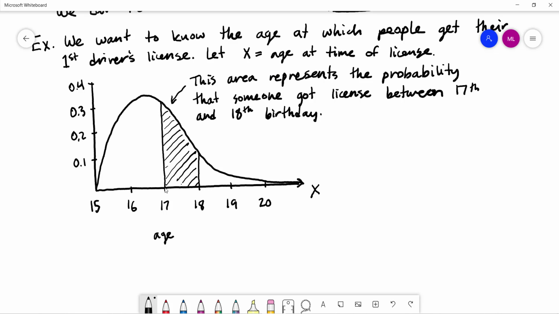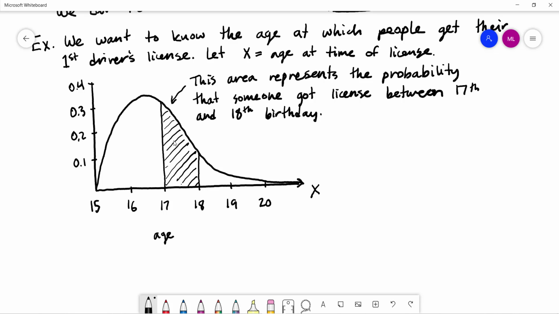So right here is 17 exactly, the nanosecond you turn 17. Maybe here's 17 in a couple of months, here's 17 and a half, 6 months in. And you could pick any specific time you're interested in, 17 years, 3 months, 13 days, 4 hours, 15 minutes, and 27 seconds or something like that. You could find that exact time somewhere on this axis. That's what we mean when we say continuous. I want the exact value.